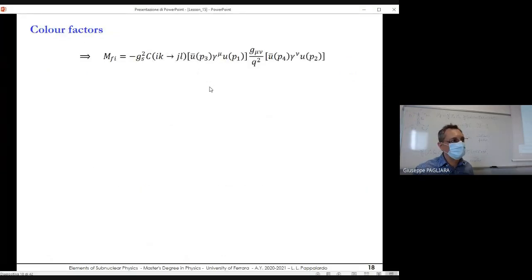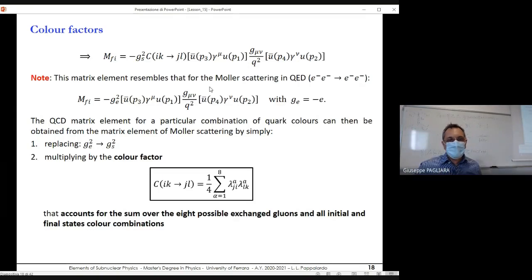So this is what we obtain. This is the matrix element for the tree-level quark scattering in QCD. Let's compare this with QED, so the Møller scattering. The one that we derived for Møller scattering is reported here, where g_e in the case of QED is just minus the electron charge, which is negative.